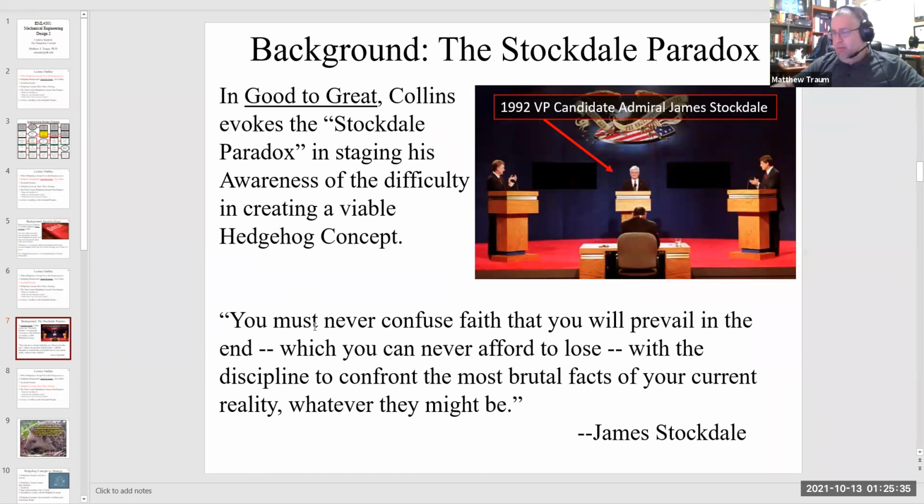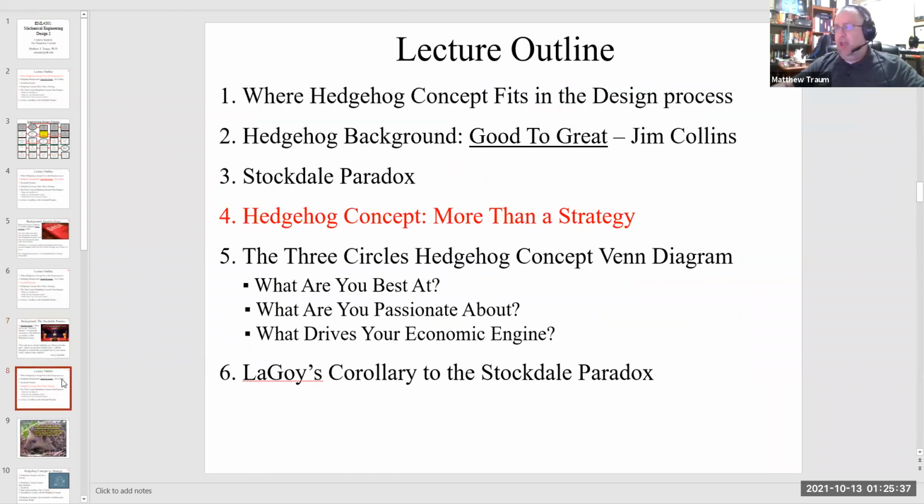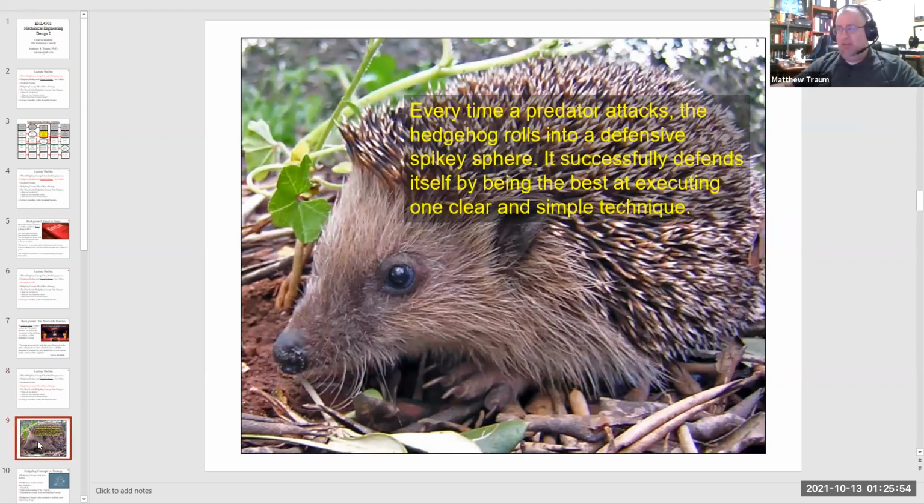Okay, so that's the Stockdale Paradox. Let's transition now into introducing what the hedgehog concept actually is. And most importantly, it's more than just a strategy. It has kind of a deeper element. But why is this thing even called the hedgehog concept?